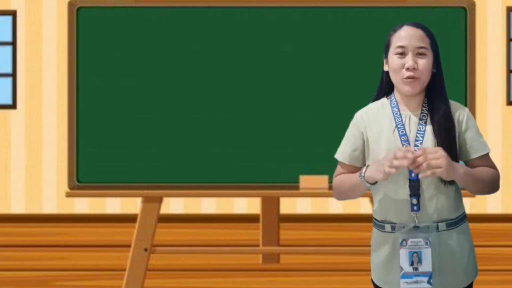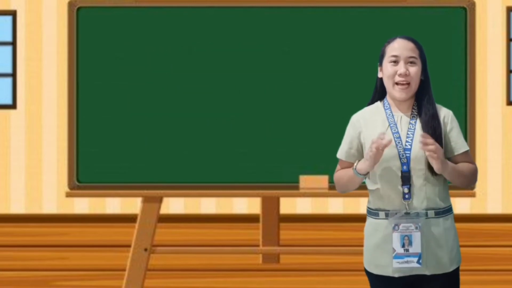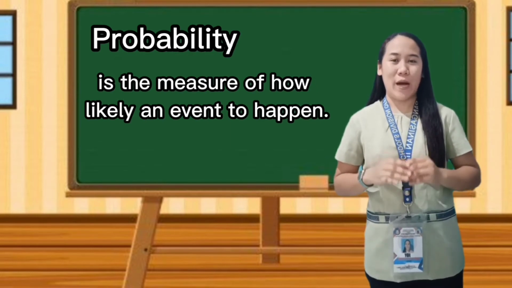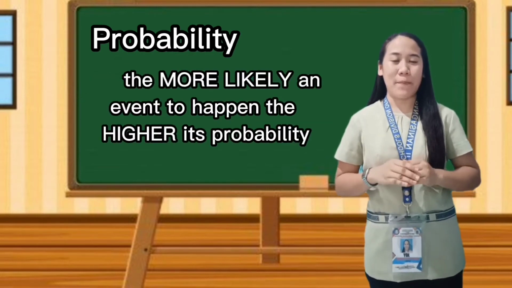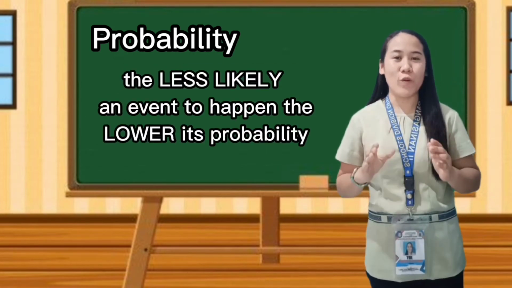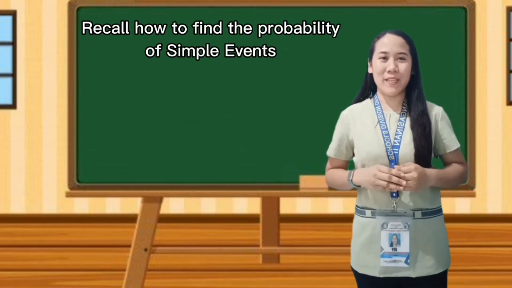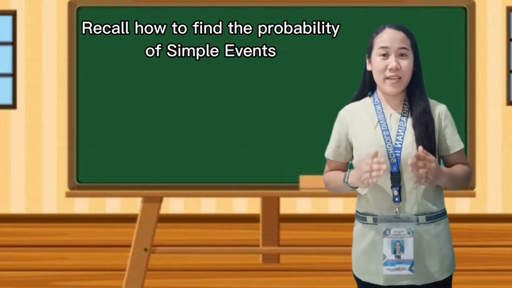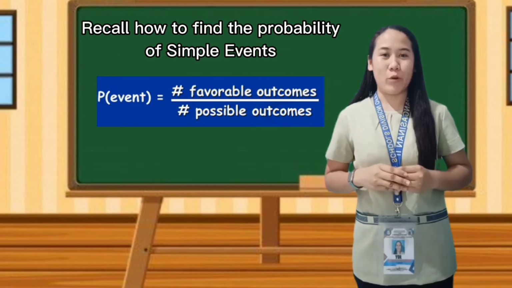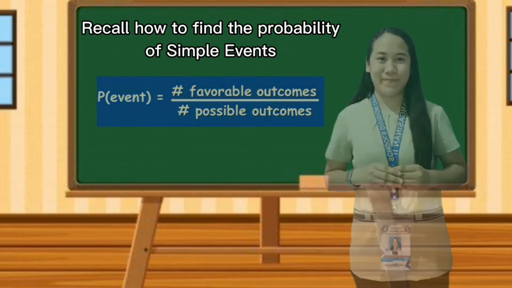To help Jack and Toby solve their problems, the concept of probability is being used. Let us remember that probability is the measure of how likely an event is to happen. The more likely an event is to happen, the higher its probability, and the less likely an event is to happen, the lower its probability. Let us recall how to find the probability of a simple event through this formula. Probability of an event is equal to the number of favorable outcomes divided by the total number of possible outcomes.